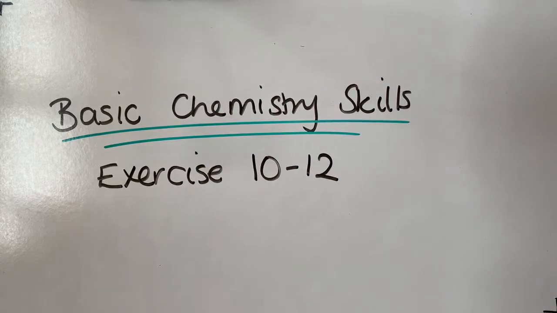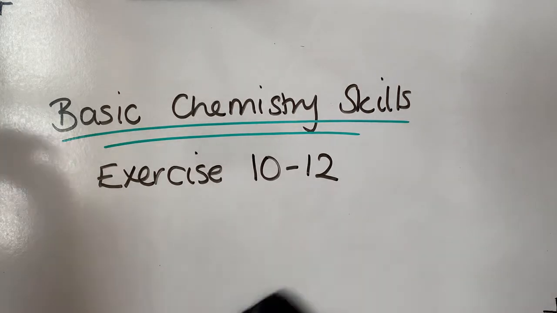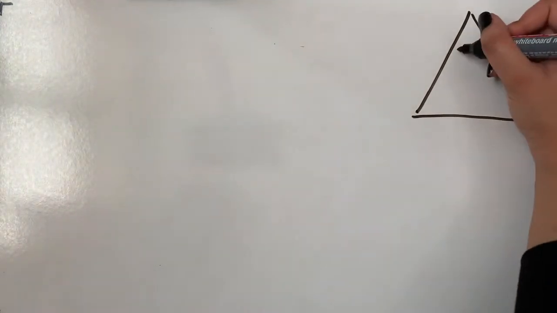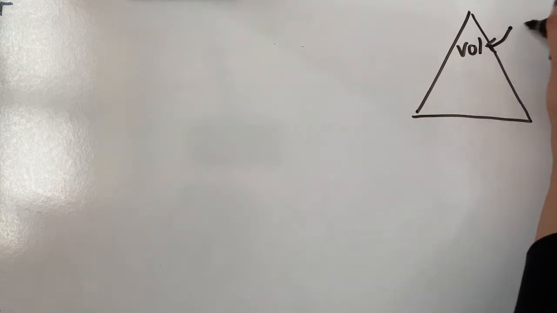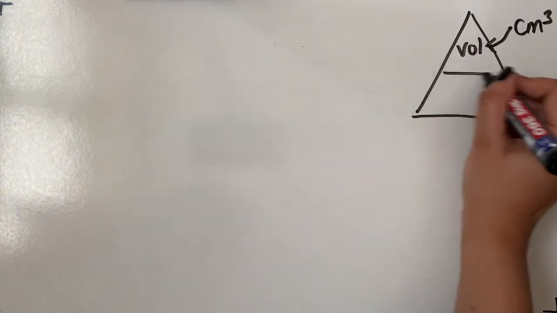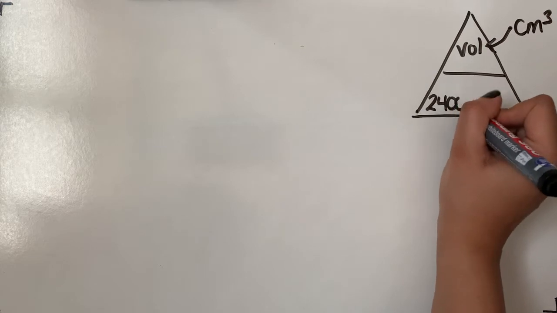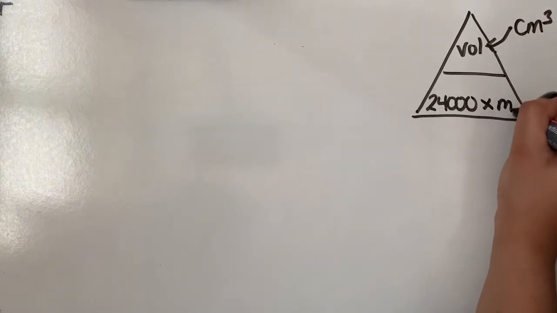We're now going to go through exercises 10 through to 12. If we start off with exercise 10, it's asking us to calculate the mass of the volume of gas stated. So the equation to work out the moles of a gas, firstly, is this one over here. It is volume in centimeters cubed divided by 24,000 equals the moles.